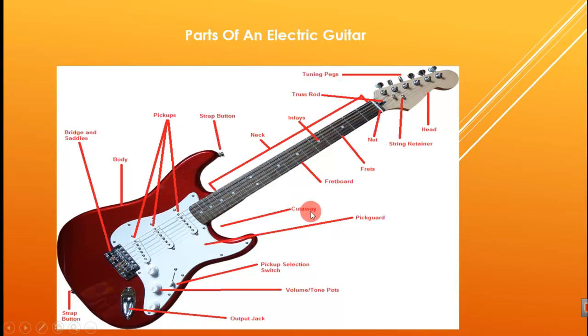Now, we said this whole part here, the red part, is called the body. From here, you see this line going this way up to here. This whole part here is called the neck.